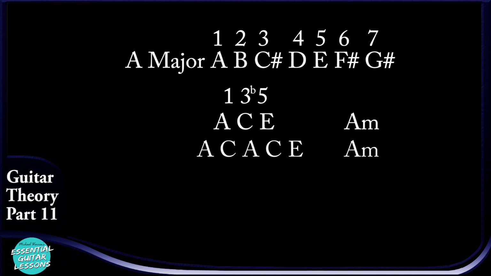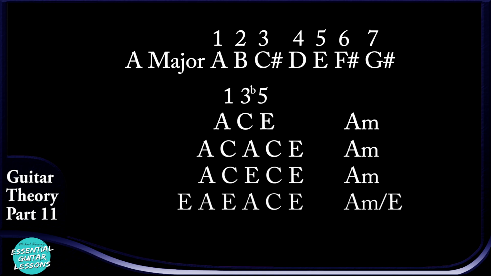If it was A, C, E, C, E, that's fine too, the lowest note is A and we only use the three notes. So let's have a look at E, A, E, A, C, E. We only use those three notes, but the E is the lowest, so we don't call it A minor. That would be called A minor over E. Again, don't worry about this chord, we'll look at that in later lessons.